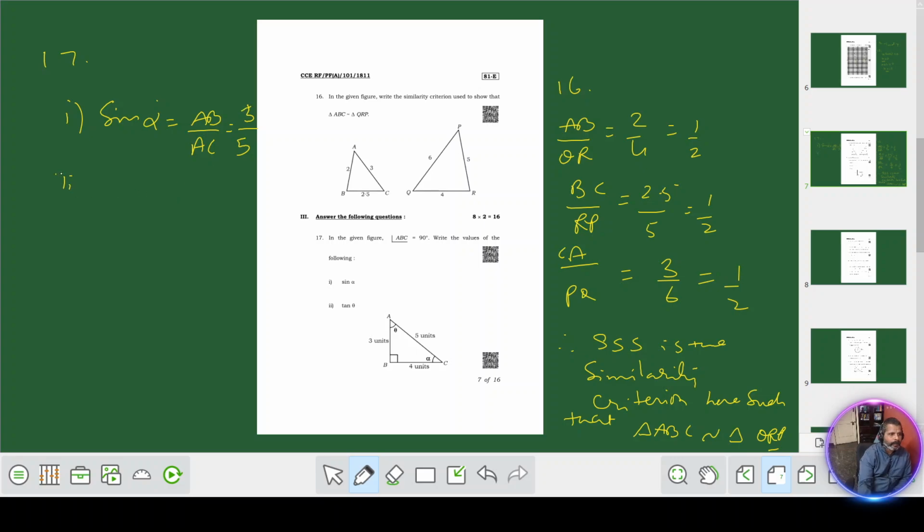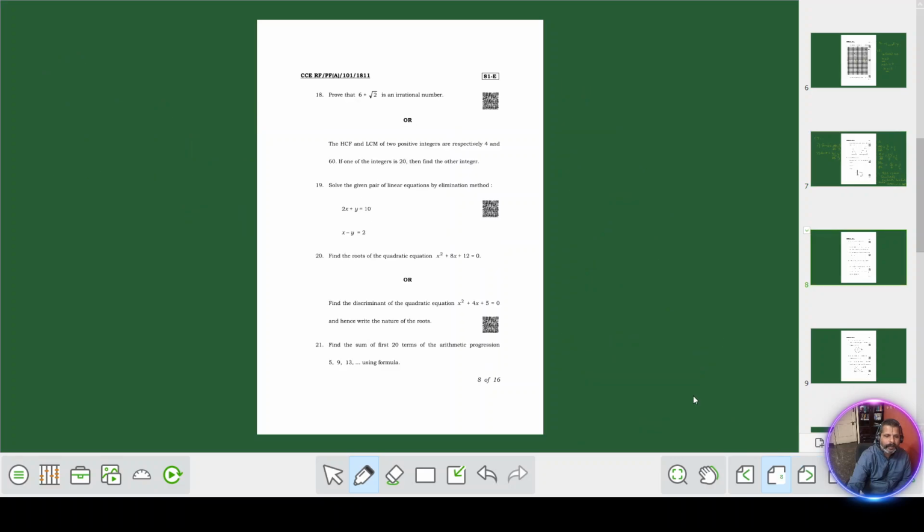Then the other one is tan theta. They have asked tan theta, which is opposite by adjacent. Theta's opposite is BC, and BC by AB, the adjacent, is 4 by 3. Clear? Any angle they ask in the 2 marks questions, be proper with respect to theta or alpha. They have asked two different ratios here. Okay, clear? We'll go to the next question.